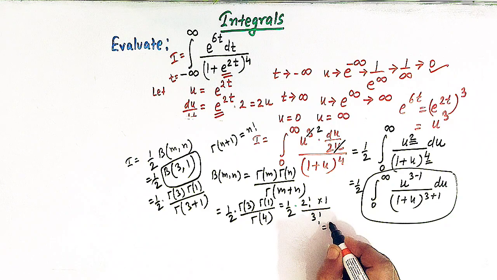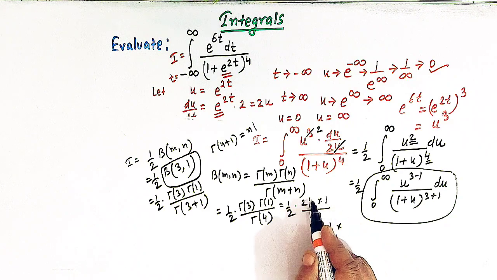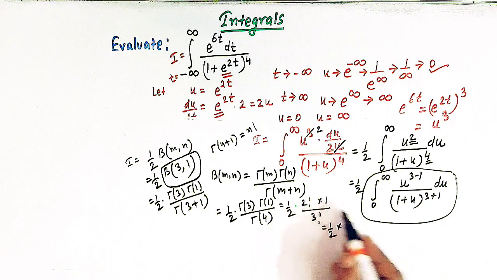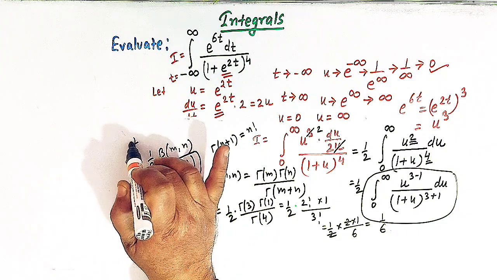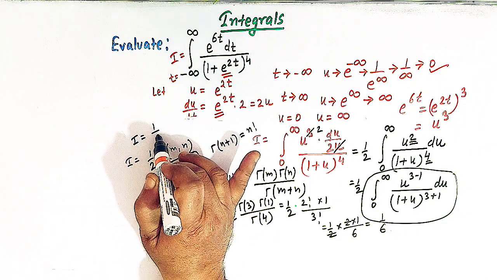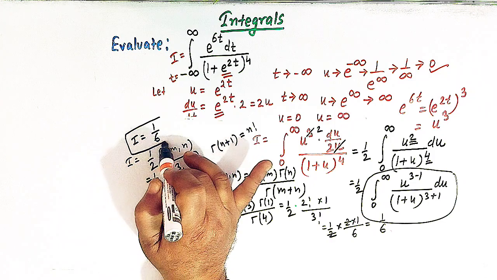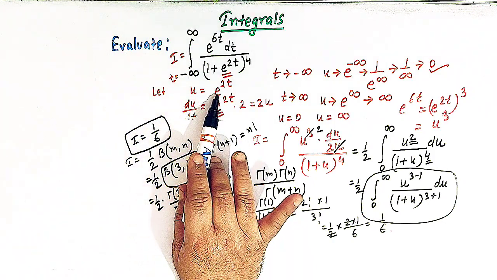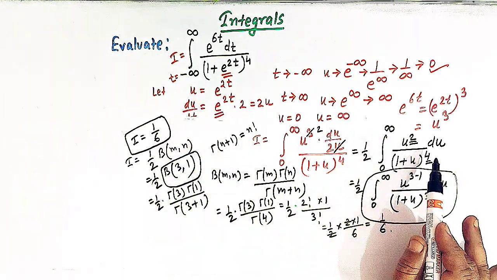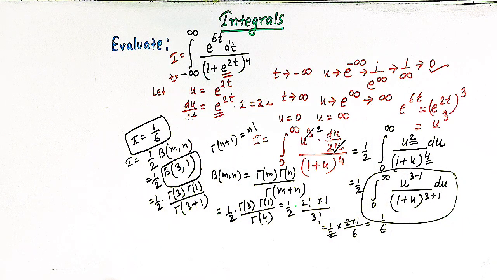Now we have half, 2 factorial is simply 2, and this is 1, and 3 factorial is 6. So 2 and 2 get cancelled, and we have 1 over 6. So the value of this integral I is given by 1 over 6. This is how, by making use of this important substitution and using the concept of beta and gamma functions, we can evaluate these kinds of integrals.